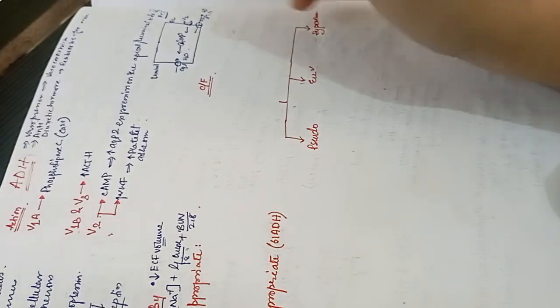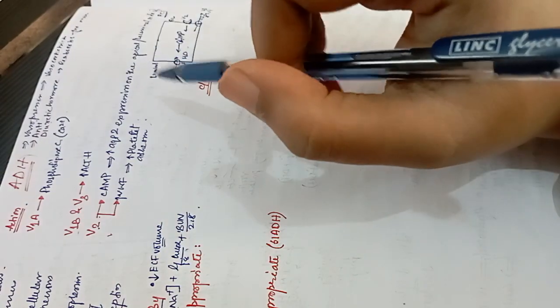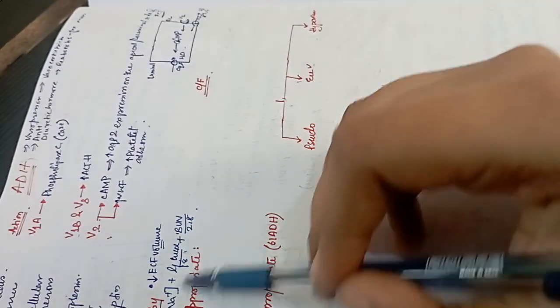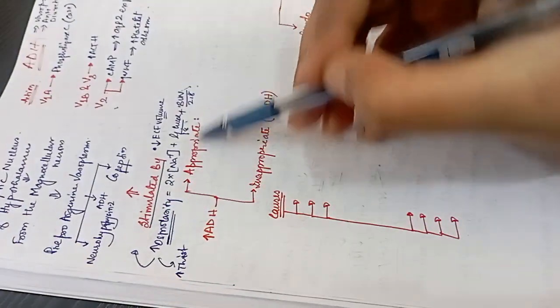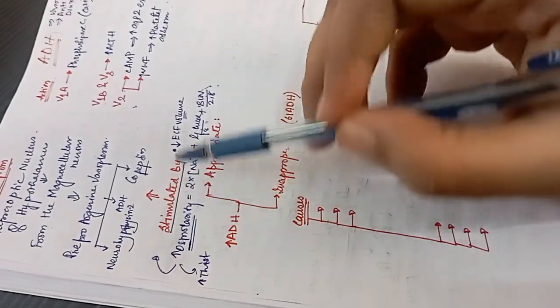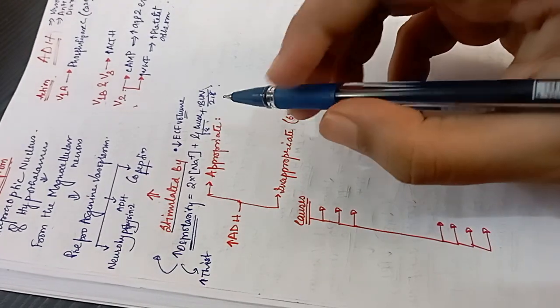In normal cases, we do not need ADH. Normally ADH is not present because it is only secreted when there is increased osmolarity, or decreased ECF volume, then only this is secreted.